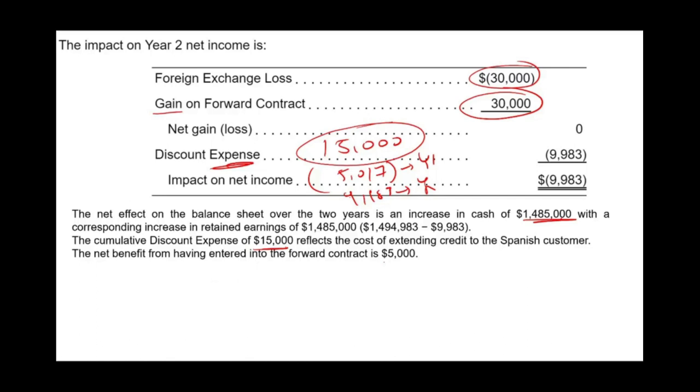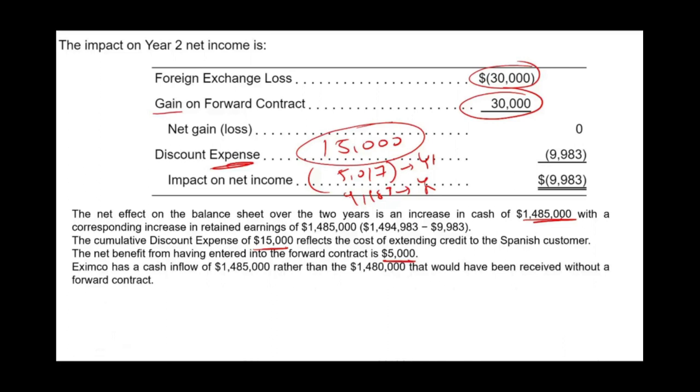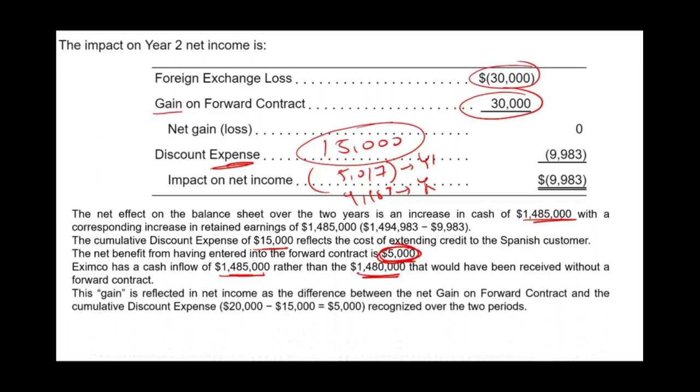The net benefit of entering into this contract is $5,000 because we received $5,000 that we wouldn't have received if we waited for the spot rate without any protection. So Eximco has a cash inflow of $1,485,000 rather than $1,480,000, and this is where the $5,000 of the gain comes into place. So the gain is reflected in net income as the difference between the net gain on the forward contract and the cumulative discount, which is $20,000 minus $15,000, recognized over 2 periods. Why recognized over 2 periods? Because we have to amortize the discount over 2 periods.